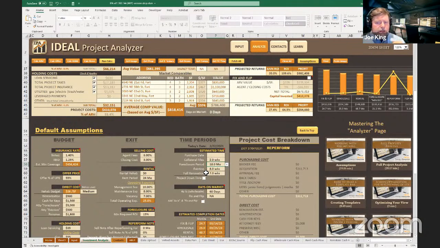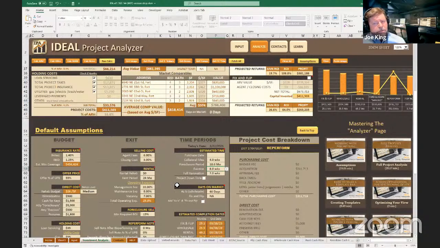Now, you'll also see that on this estimated time frame, we have collateral files. How long is it going to take us to receive the collateral files from the seller based on what's going on with this property? Sometimes it takes a week, 2 weeks. Sometimes it can take a month. I always like to be conservative, so I'm going to go ahead and put four weeks. I'm going to give myself a month on that.